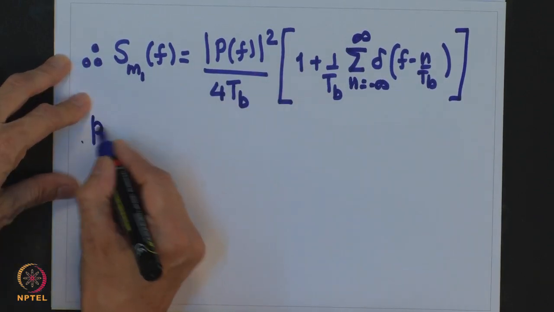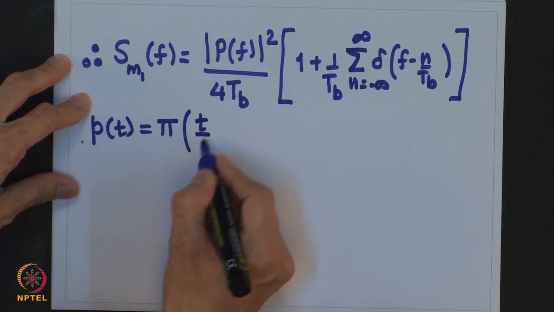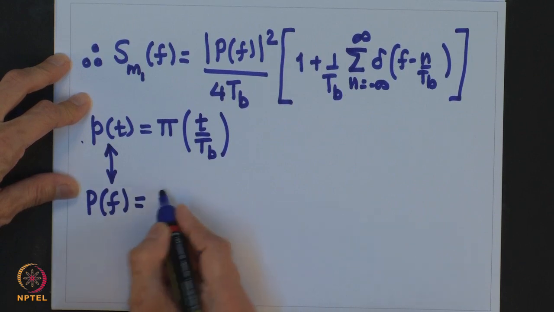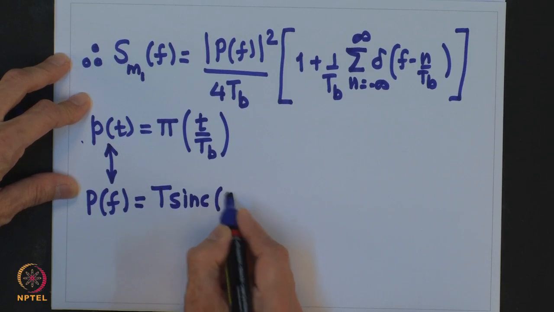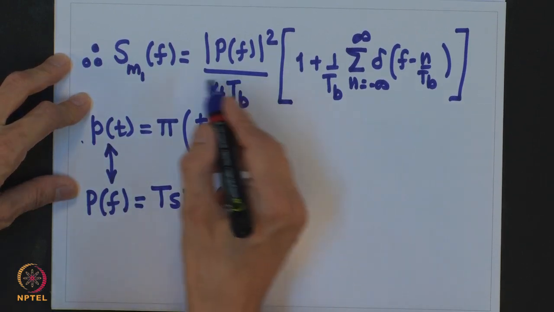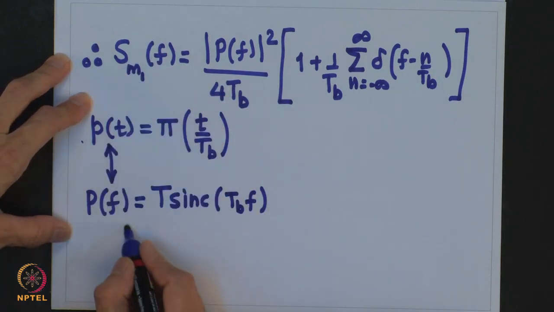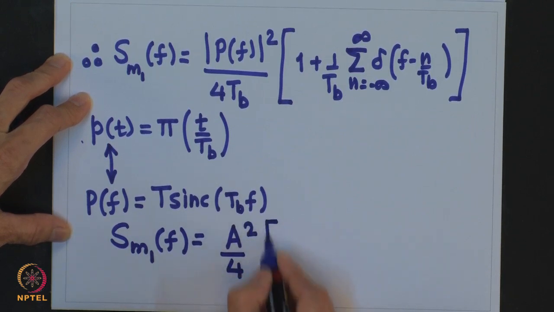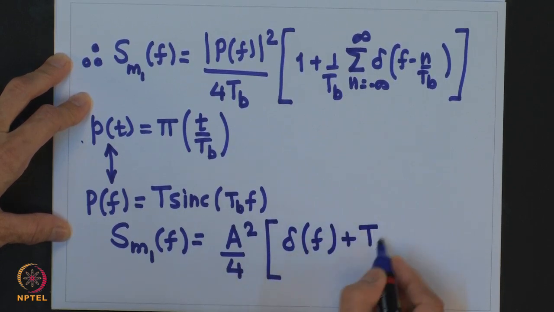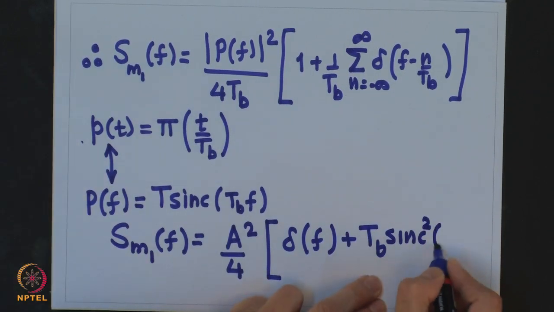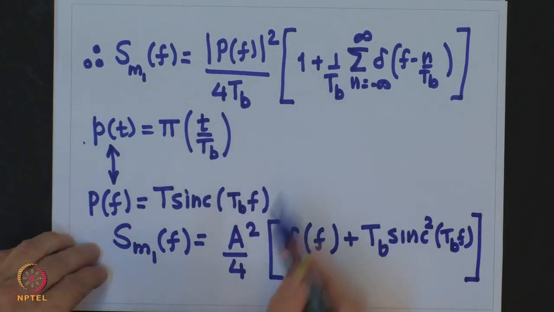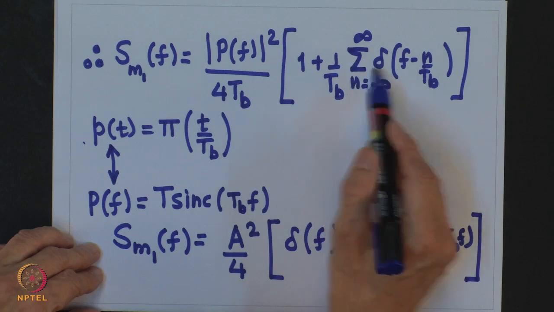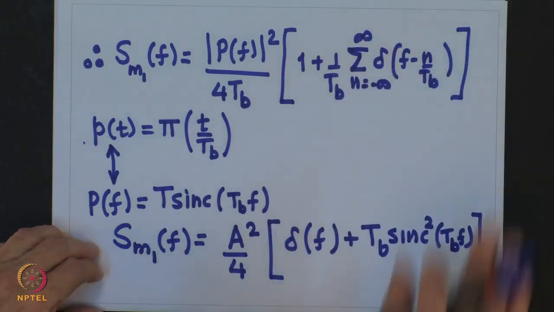Now, if we choose our p(t) to be a rectangle pulse of duration T_b, then for this we know that the Fourier transform is T_b sinc(T_b f), and considering this we can write the power spectral density for m1(t) as the following expression. Because of the property of the sinc function, which is 0 at the multiples of 1 by T_b, all other terms in this summation series will vanish.